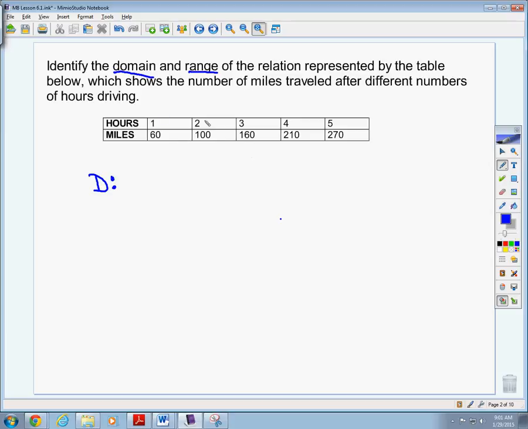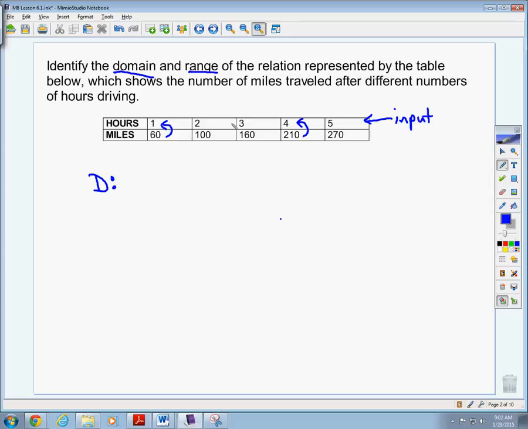So since there's no x values here, we kind of look at what number we'd input. In this case, the number of miles is dependent on the number of hours driven. So if I said, hey, you drove for 4 hours, how many miles would that be? You'd say 210. Okay, so we're going to think of these as our inputs right here, and these as our outputs.